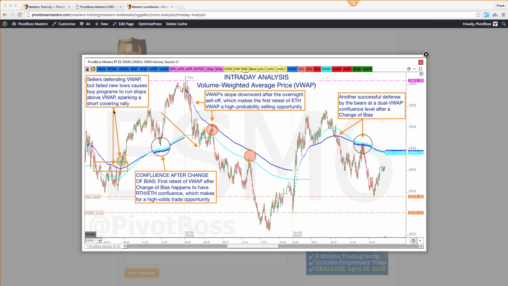Would you set a limit order above VWAP for a long in anticipation of a stop run after a failed new low? So there's a lot of ways to engage that. That's a great question, and we'll talk about some entry techniques later on in the week as well.